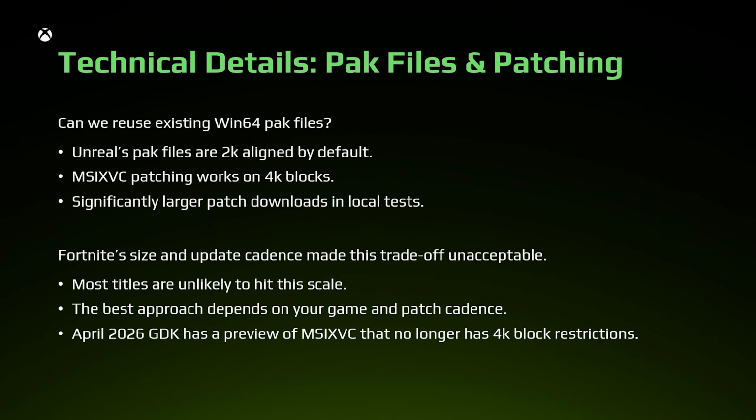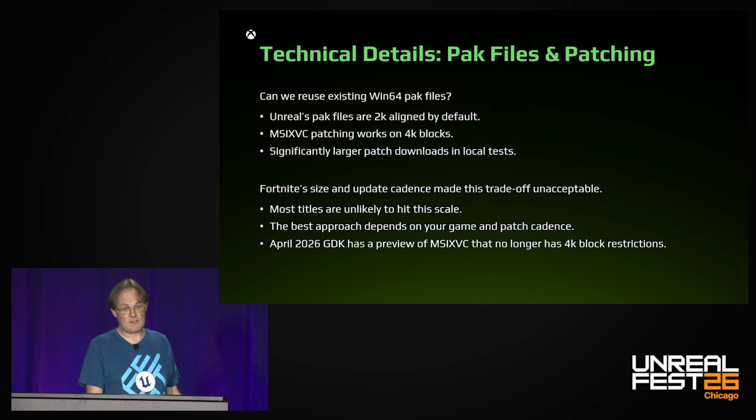So the question is, can we reuse the existing Win64 pack files? Well, Unreal's pack files are aligned to 2K by default, and MSI XVC patching works on 4K blocks. And in local tests on a game of Fortnite's size, we found significantly larger patch downloads if we used this option. Fortnite's size and update cadence made the trade-off unacceptable, given how frequently we update the game. Most titles are unlikely to hit the scale or cadence that Fortnite releases at, and the best approach will depend on your game and your patch cadence.